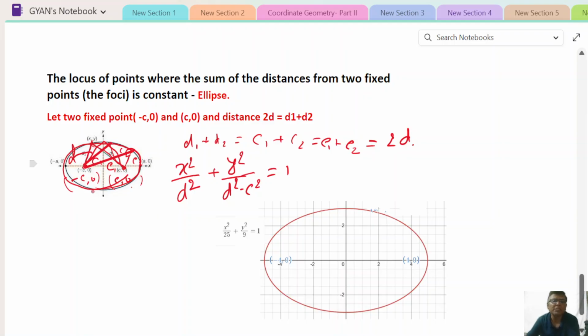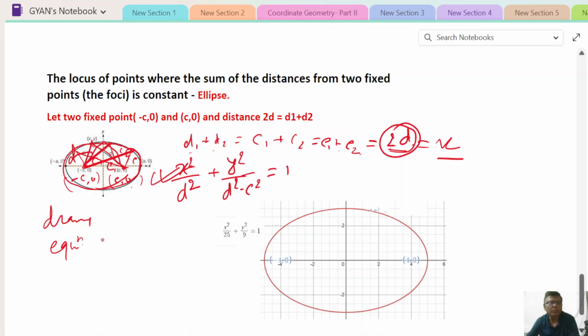Locus is all those points which follow this condition. This condition means d1 plus d2, c1 plus c2, e1 plus e2, whatever the points on this, is always equal to 2d or equal to any constant. So if you connect all those points, you will get the curve, and that curve is called the locus. So locus you can define by the drawn curve, or by an equation.